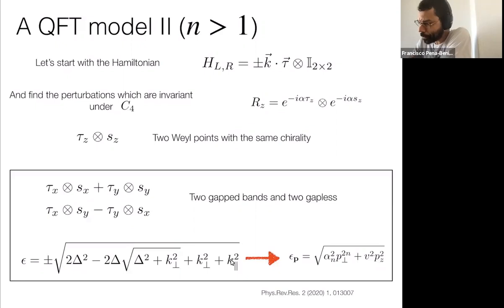So everything we just discussed so far was just for the n equals one case, in which we have this sort of nice Dirac Lagrangian for the system.